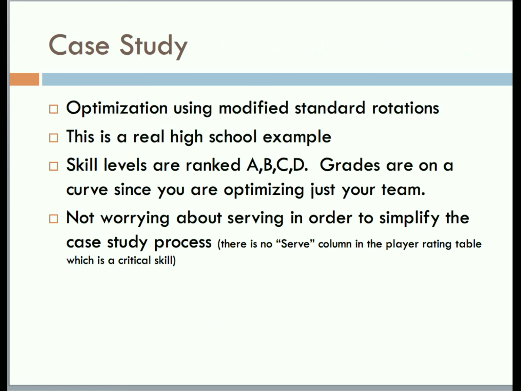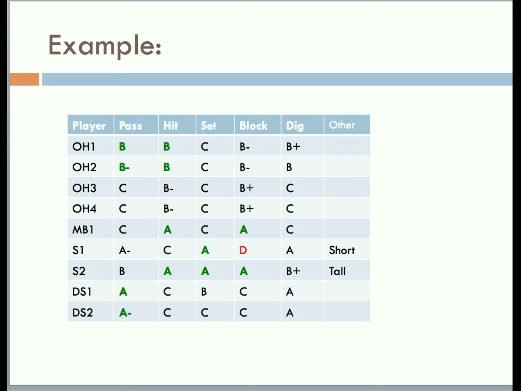Now let's look at an example to show how rotation optimization works. This is a real high school team, and I'm grading the team using an ABCD scale. These grades are on a curve, so your best hitter is an A. Now we're not worrying about serving in this particular example, just to simplify it, but you do need a column for serve. So here's the example.